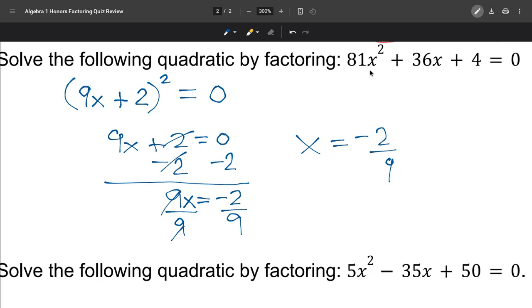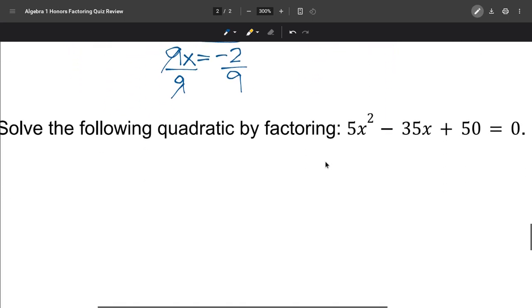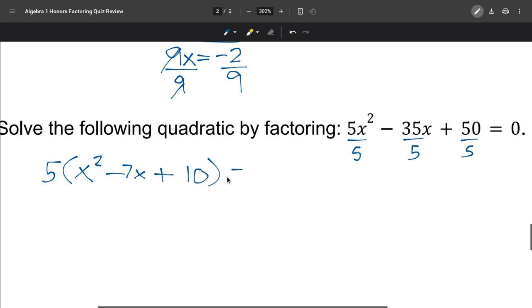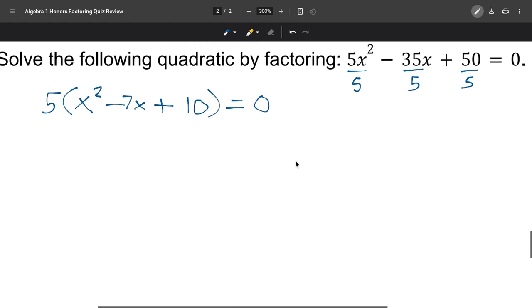All right. Last one. We got 5x squared minus 35x plus 50 equals 0. I'm going to divide a 5 out of all of these. Okay, so I can rewrite this as 5 times x squared minus 7x plus 10, and that's equal to 0. All right, so now we can factor this into 5 times x minus 2 times x minus 5.